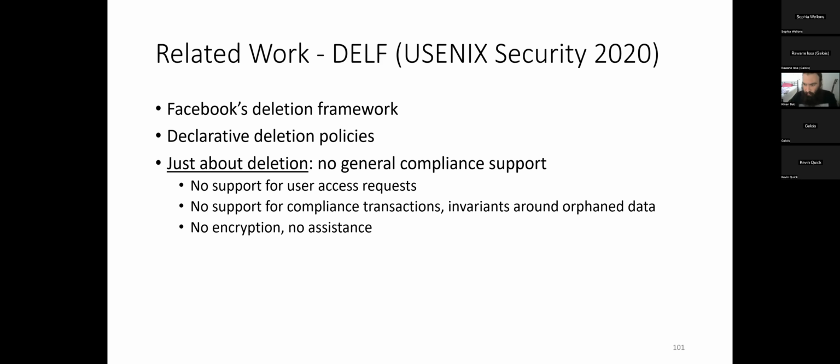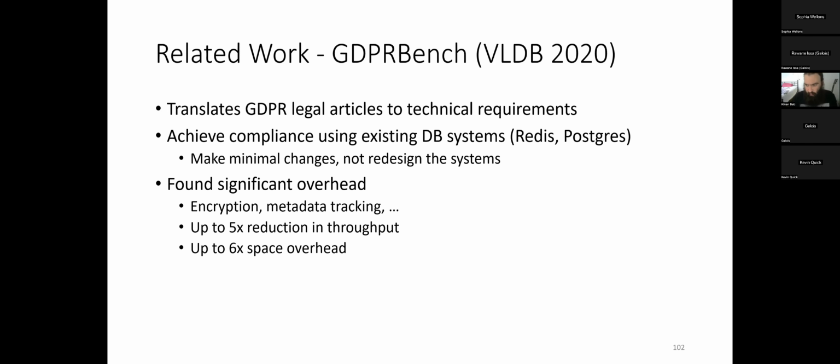But with that said, with all of this praise, Delph is only just a deletion framework. And while deletion is required for compliance, it is not the whole story. So Delph, for example, does not support user access requests. It does not have any built-in support for compliance invariants, such as ensuring that you never have orphan data. There's no compliance transactions, nothing like that. And it also doesn't provide support for encryption or caching or even assisting the developers in ensuring that the policies that they specify is indeed compliant with the law and not some sort of made-up policy that doesn't quite work.